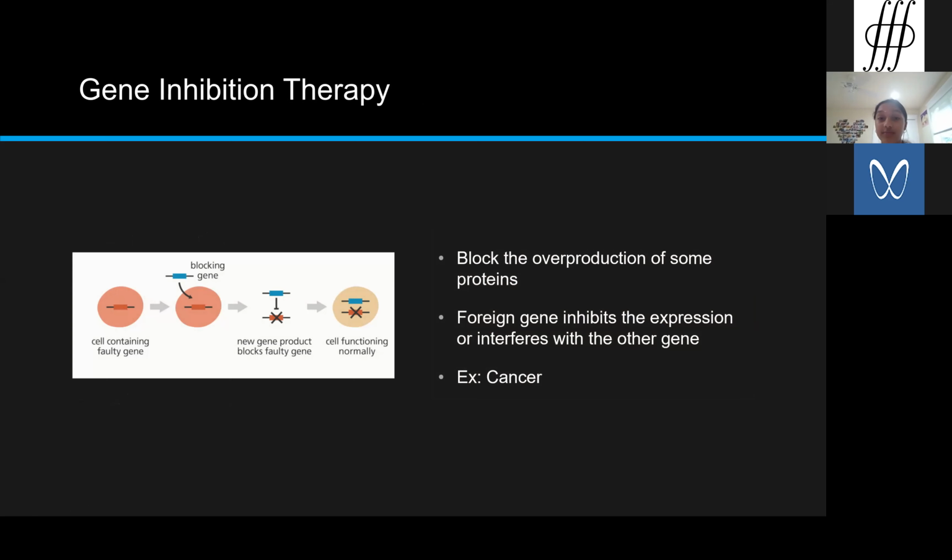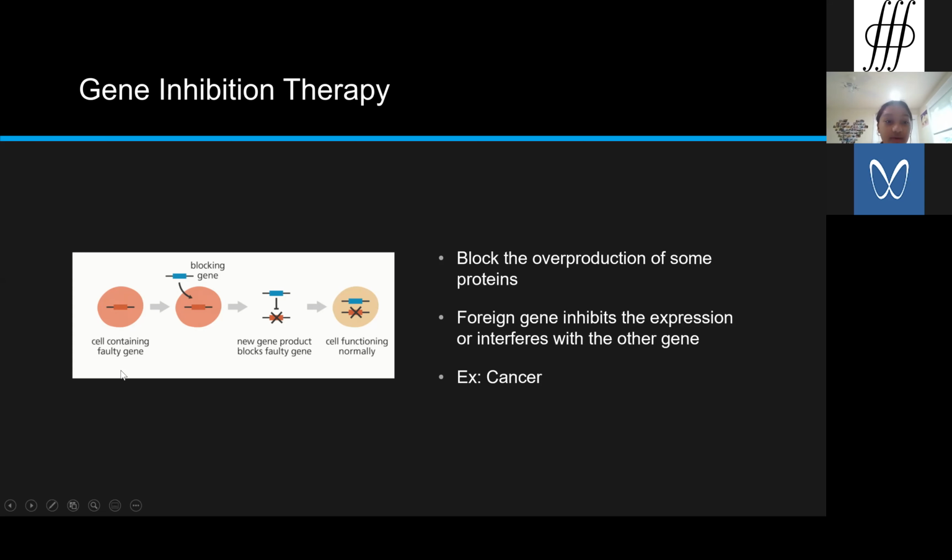inherited diseases caused by inappropriate gene activity. Basically, the new gene will have a product that inhibits the expression of another gene or interferes with the activity of the product of another gene. And this is used to eliminate the activity of a gene that encourages the growth of disease related cells. So, especially like cancer, right? Cancer is an overactivation of the oncogene, which stimulates cell growth. And so, this can be used to prevent further cell growth.